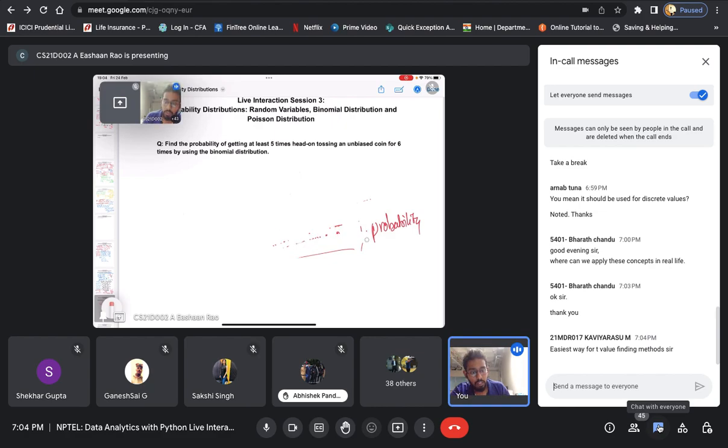Easiest way for t value. What is t value? Can you explain what is t value here? Easiest way for t value finding method, sir. So if you can explain what is t value, then I am able to answer.